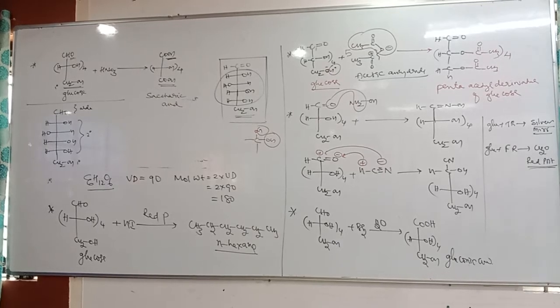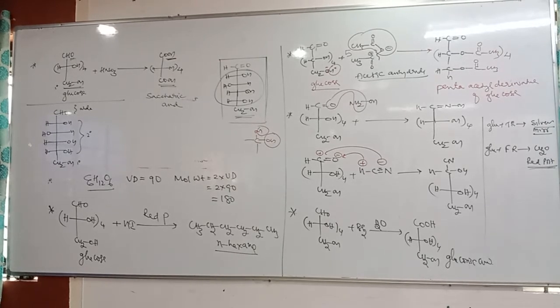Take the equation. You remember that the reagent HI and red phosphorus can convert even aldehyde, carboxylic acid, even alcohol into alkane. That is important.